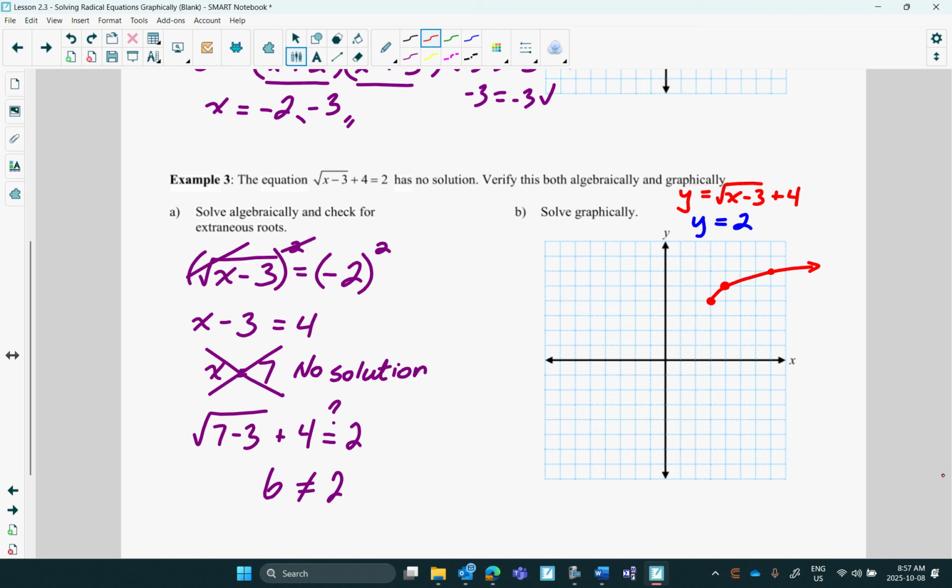Y equals 2 is a horizontal line where every y coordinate is 2. We can see they don't intersect at all. They never will. So no intersection, no solution.